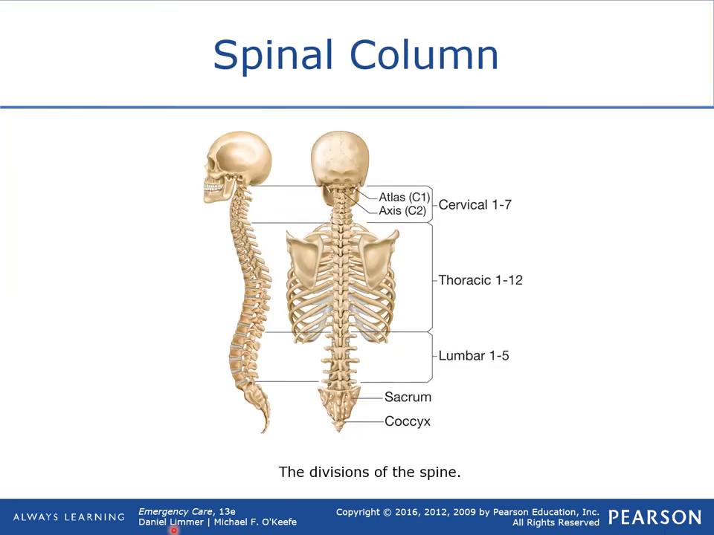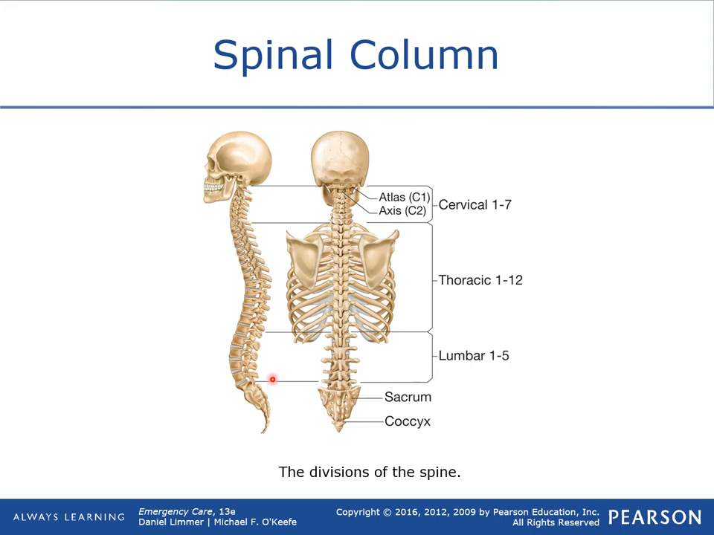Alright, so as I said, your spine is separated into five different segments. So in the top, your first seven vertebrae are called your cervical spine or C-spine. Then below that, you have your next 12, which are your thoracic spine. Then below that, you have your lumbar spine, which are five more vertebrae. And then you have five more in your sacrum, right there. And then your last four are your coccyx, or your tailbone, right there.